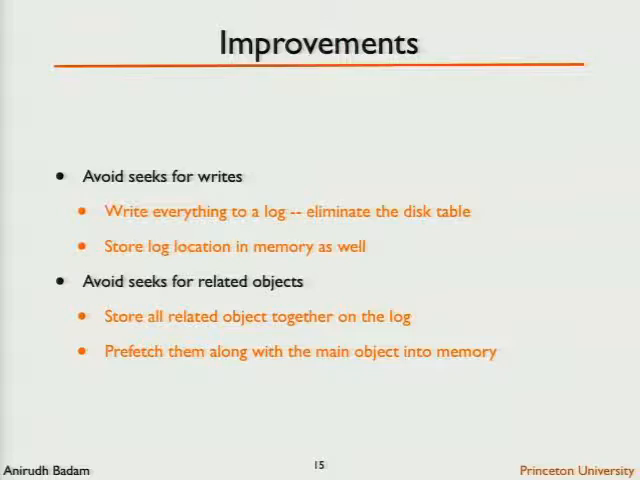So we propose the following improvements to HashCache. The first thing we do is avoid seeks for writes. Write everything in a log and eliminate the disk table. There's no on-disk hash table. The natural question is, where does the pointer go? The pointer into the log, the log location, is actually stored in memory itself. This is not like a regular in-memory pointer. It's a pointer to the storage location, so it's essentially the location information.